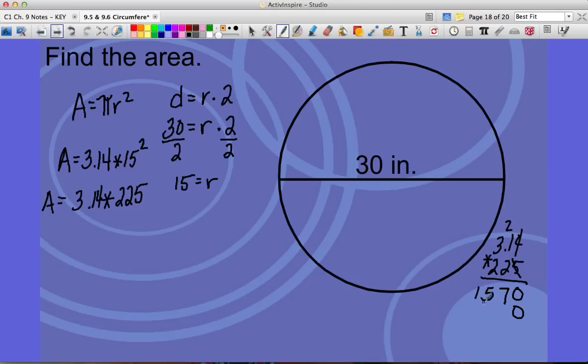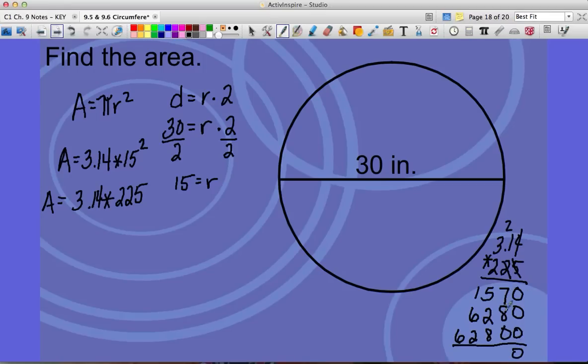2 times 4 is 8. 2 times 1 is 2. And 2 times 3 is 6. I'm done with the 2, but now I need 2 zeros as placeholders because I'm done with 2 place values. 2 times 4 is 8. 2 times 1 is 2. 2 times 3 is 6. I add all these together.